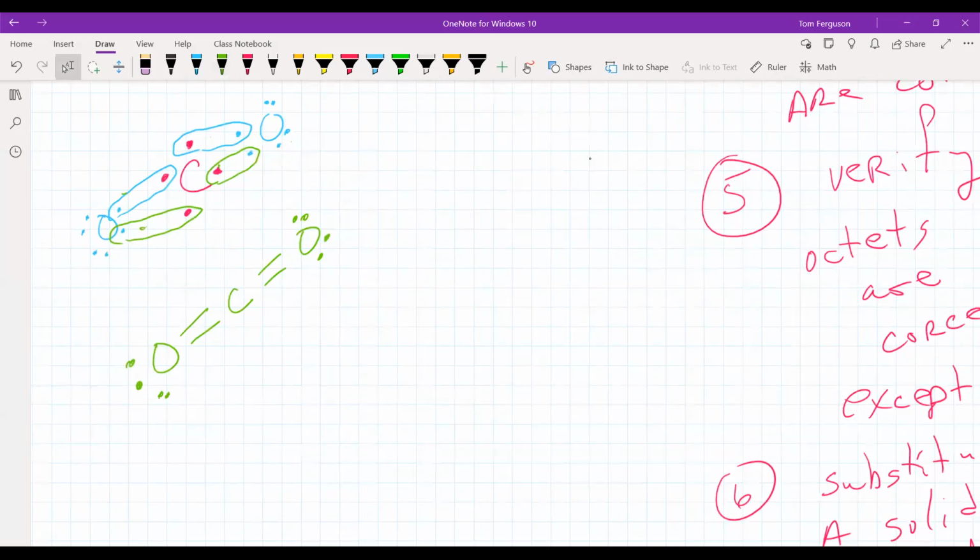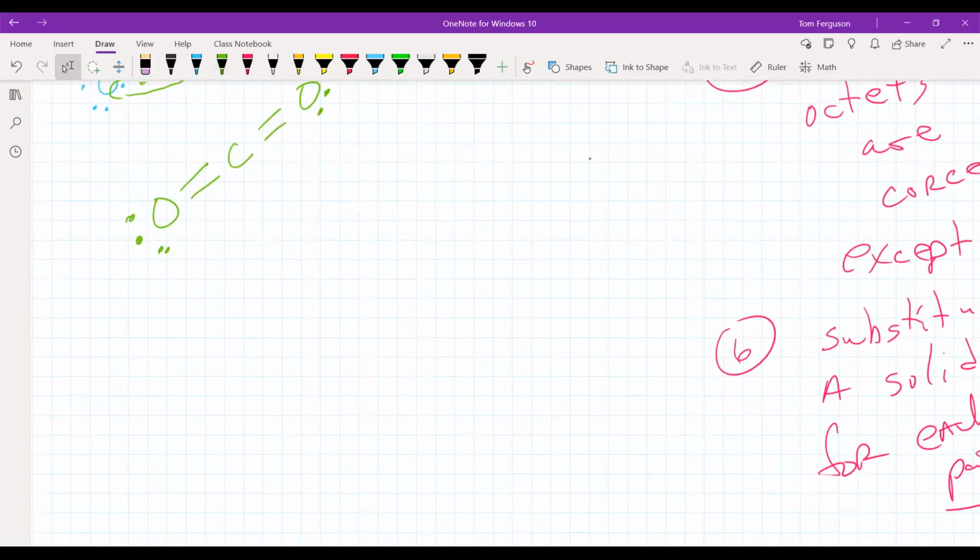Let's do one more. Let's see, what time is it? 1:30. Yeah, let's do one more Lewis structure. By the way, there can be multiple legal Lewis structures. Okay, so let's do a Lewis structure for C2H6O.